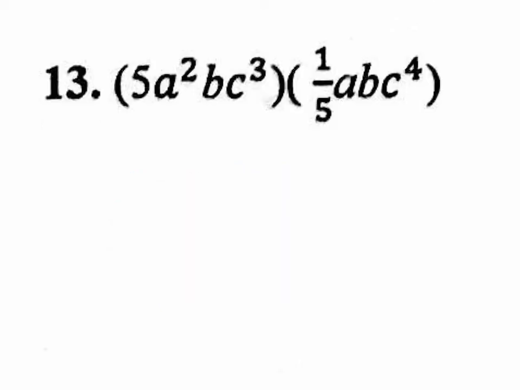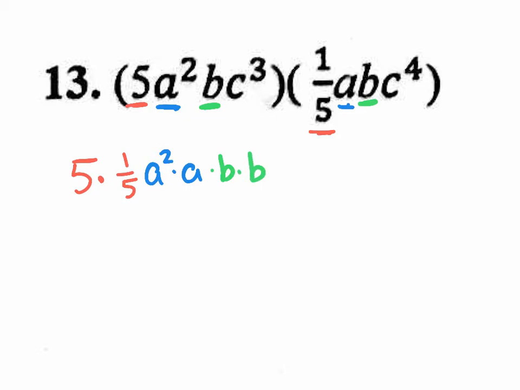13 is a little more interesting. Again, there's still nothing to distribute from the outside to the inside, so we could just rewrite everything without parentheses, and let me rearrange things. For example, I want to take this 5 and this 1/5. Those are coefficients, those are numbers. I want to put them together, 5 times 1/5. And then I want to take the a squared and the a and put them together, a squared times a. Then I want to take the b and put it together with this b. So I want to put b times b. And then I want to represent the c to the 3rd times c to the 4th down here, c to the 3rd times c to the 4th. So let's go through and do the math.